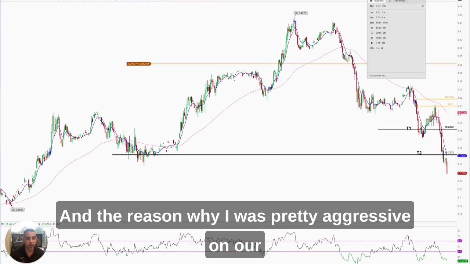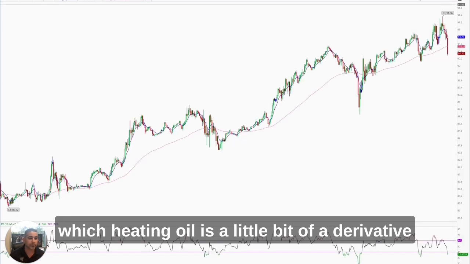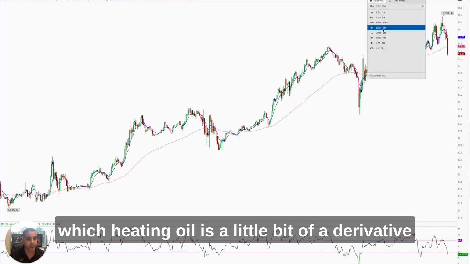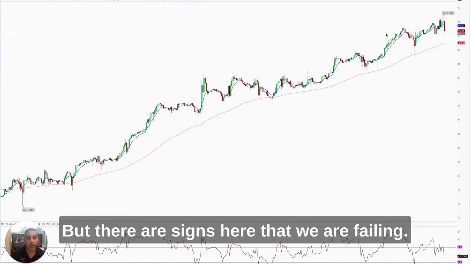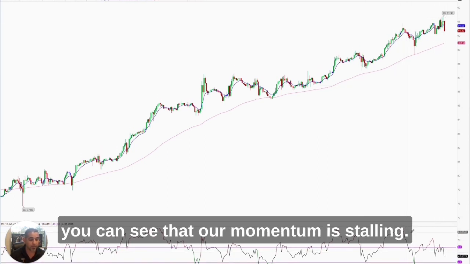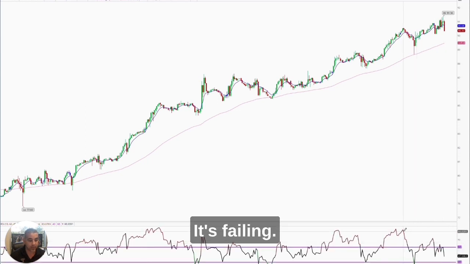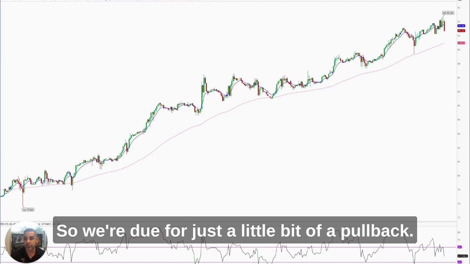So, the reason why I was pretty aggressive on our targets was because if you look at crude oil, which heating oil is a little bit of a derivative of, we're just continuing to march up and up and up. But there are signs here that we are failing as we are making new highs on crude oil. You can see that our momentum is stalling. It's failing. We have less momentum on the way up. So we're due for just a little bit of a pullback.